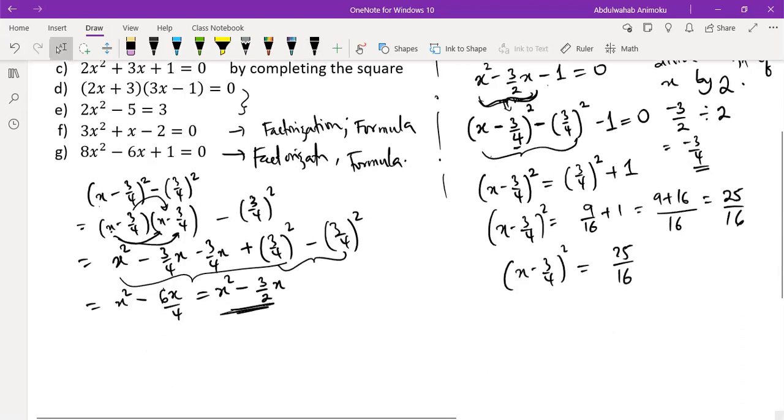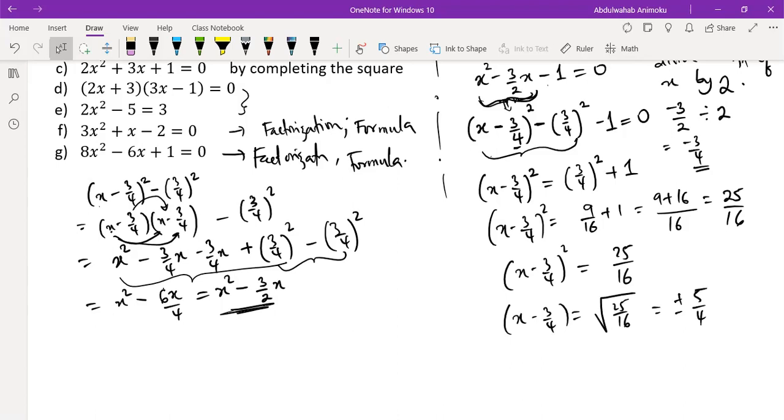Remember, you're looking for x. Take the square root of both sides, and then you have x minus 3 over 4 equal to the square root of what? 25 over 16, and this is plus or minus 5 over 4. So therefore, x, when you take minus 3 over 4 to the other side, is 3 over 4 plus or minus 5 over 4.